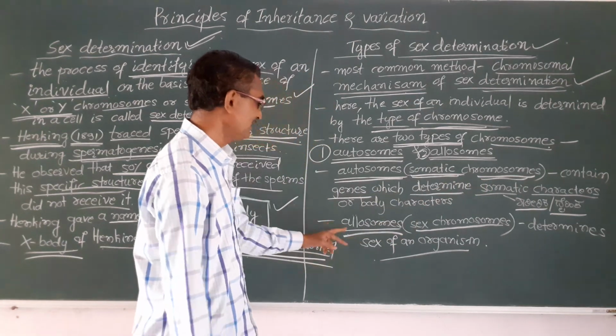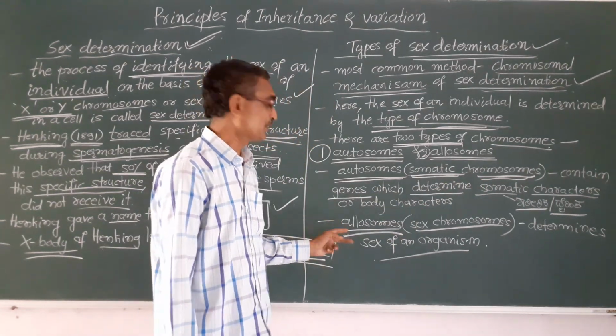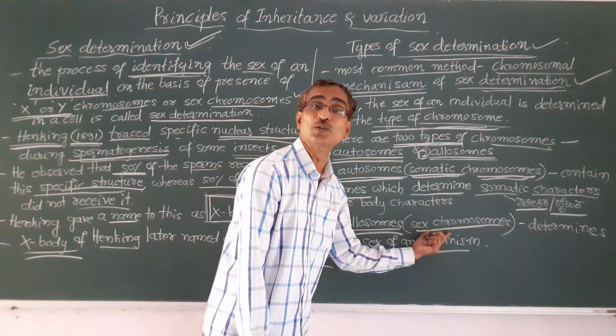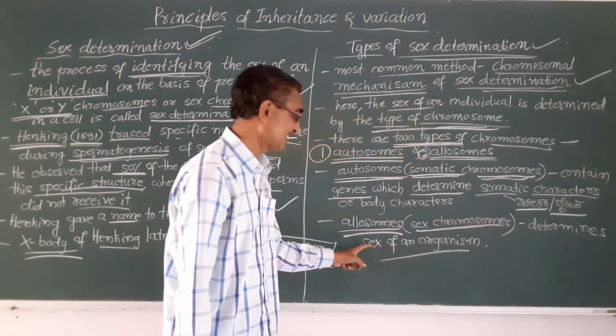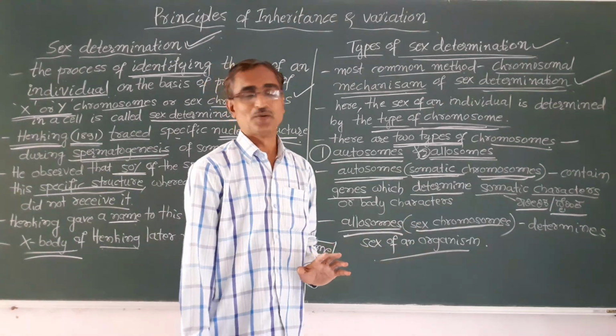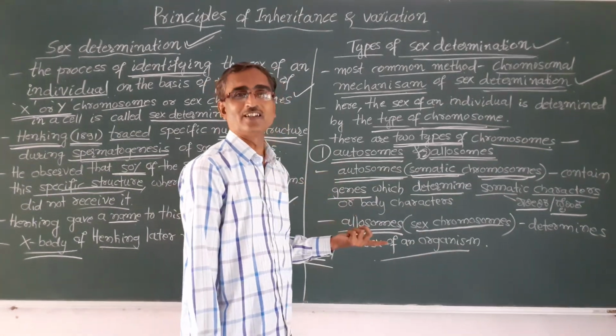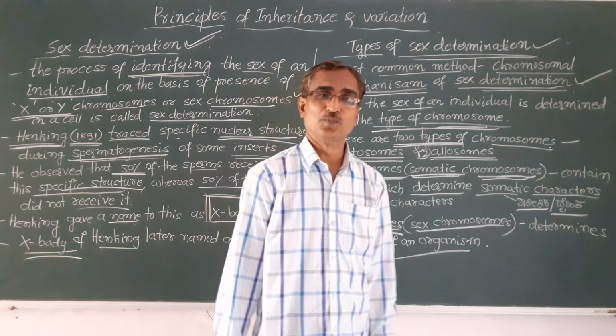And the next type is allosomes. Allosomes are also called sex chromosomes, and these chromosomes determine the sex of organisms. So these are the two different types of chromosomes.